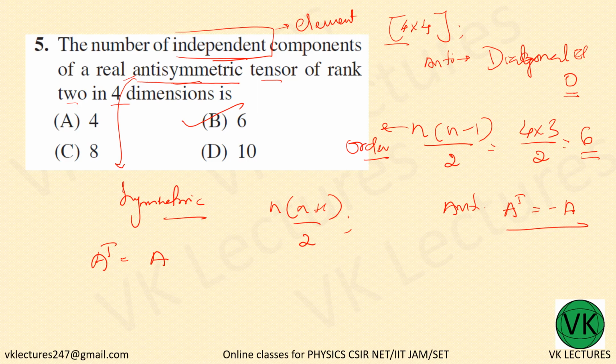So for a symmetric matrix, it is n into n plus 1 by 2. For example, if it was this question in terms of symmetric, so 4 into 5 by 2, that is nothing but 10. Now, how many elements are there? 16 elements are there in a 4 by 4 matrix. Out of the 16 elements, 10 are independent.